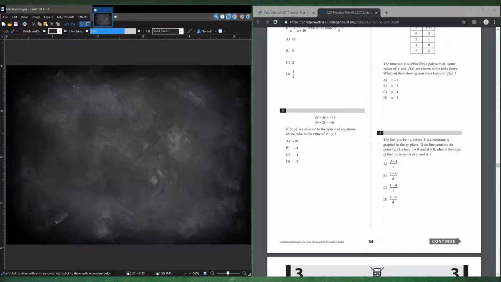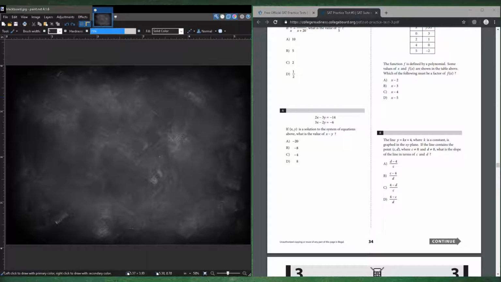Question 6. 2x minus 3y is equal to negative 14, and 3x minus 2y is equal to negative 6. If (x, y) is a solution to the system of equations above, what's the value of x minus y? Okay, first we want to multiply the first equation by the constant from the other equation, because you see that both of the x variables are positive and both of the y variables are negative, so I can't just add them together to cancel each other out.